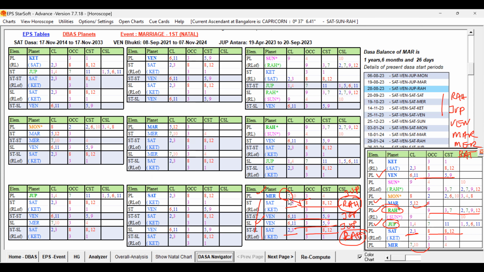Then the seventh sublord. Seventh sublord is Rahu. Rahu, we know that is good. And star level is Venus. We have already selected Venus. Venus is already influenced by Jupiter. Jupiter itself is a sublord. So it is good. And Venus is getting the ruler link from Jupiter. And the star lord of the sublord is Saturn.